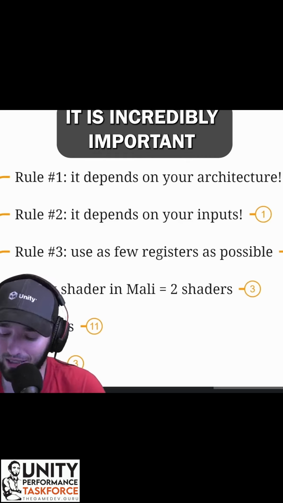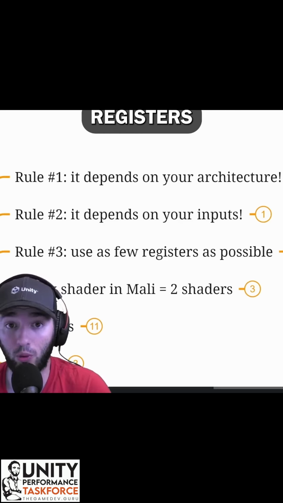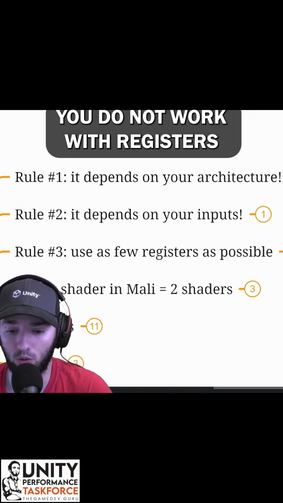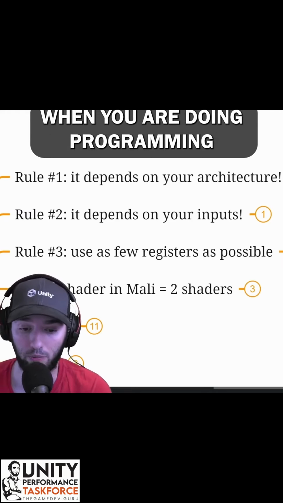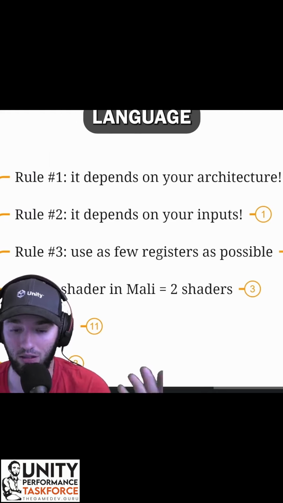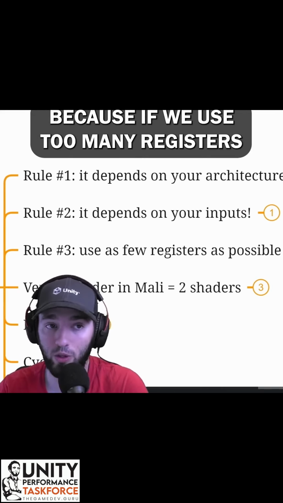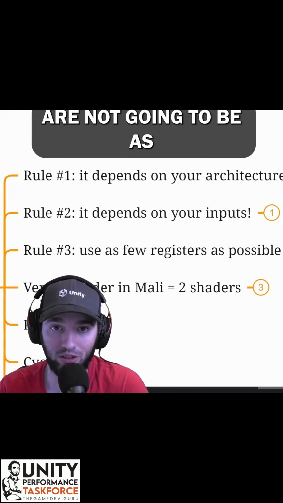Now, the rule number 3 is that it is incredibly important to reduce the amount of registers that you are using. Just like in the CPU. In the CPU, we have registers to make the operation. You do not work with registers when you are doing programming because this is done more like an assembly language. So in this case, in GPUs, we still have to be careful with the amount of registers that we use, because if we use too many registers, then the GPU is not going to be as efficient.